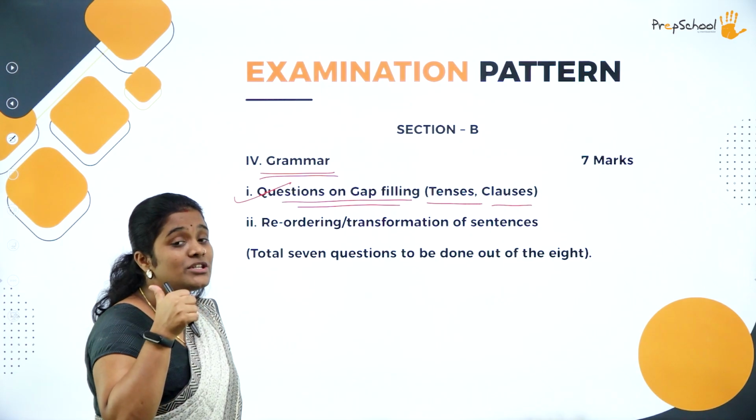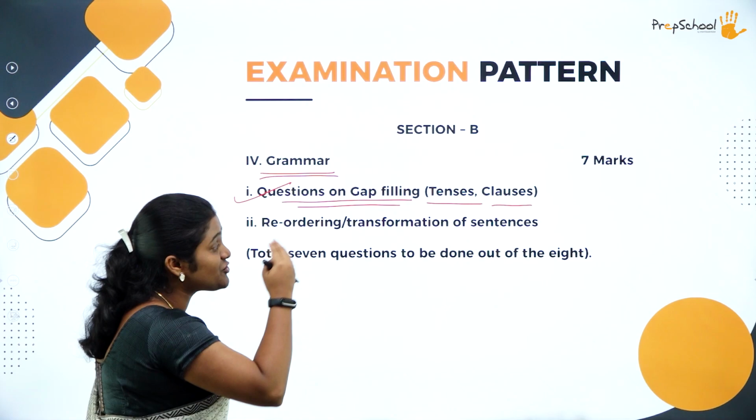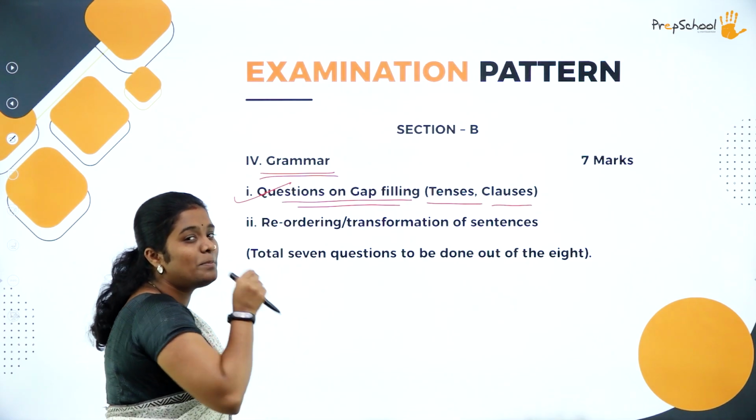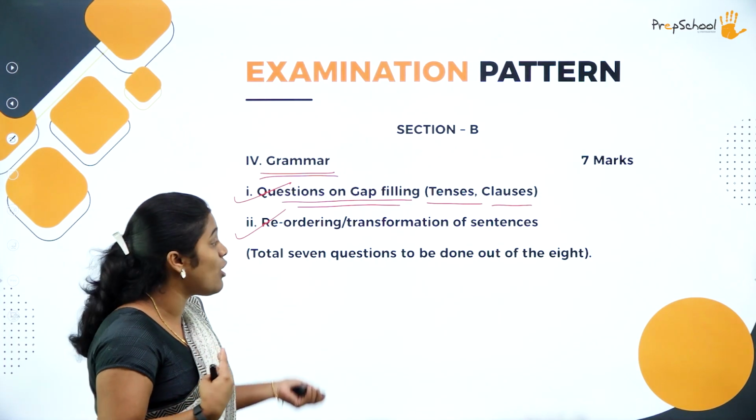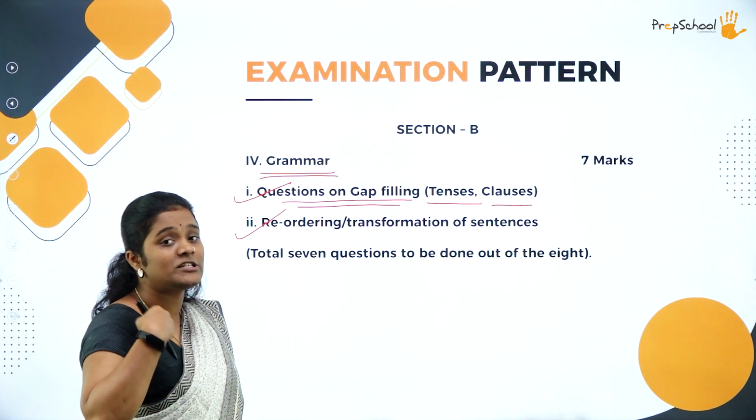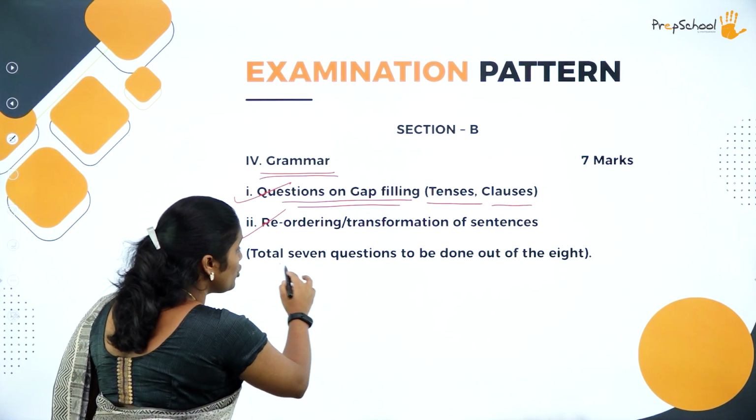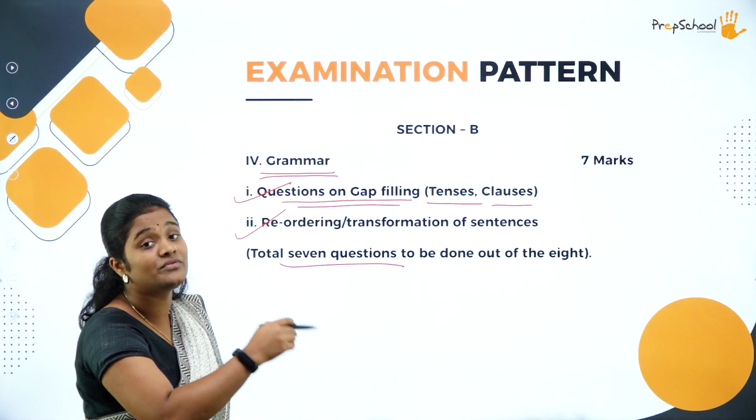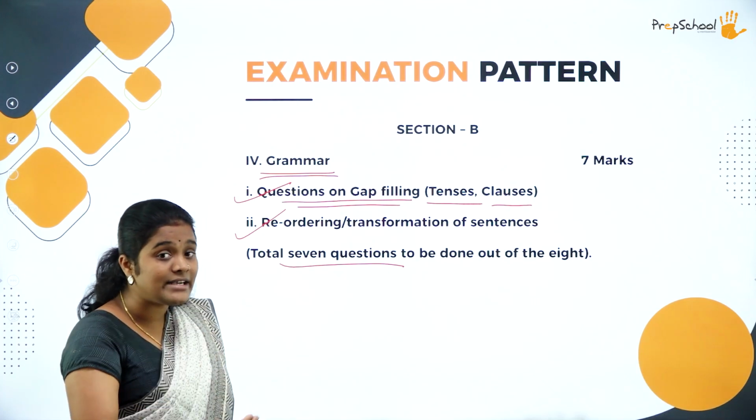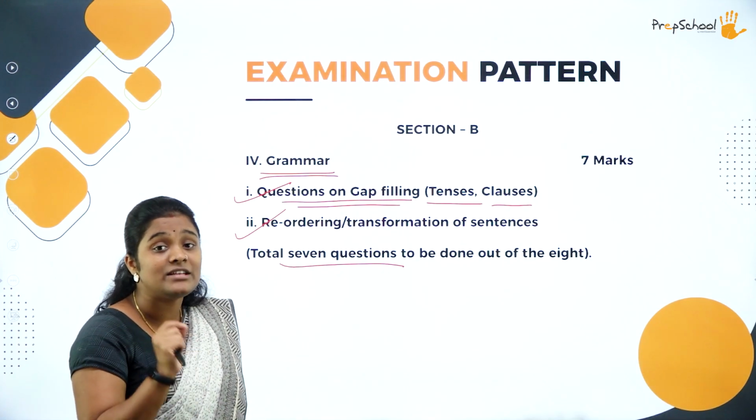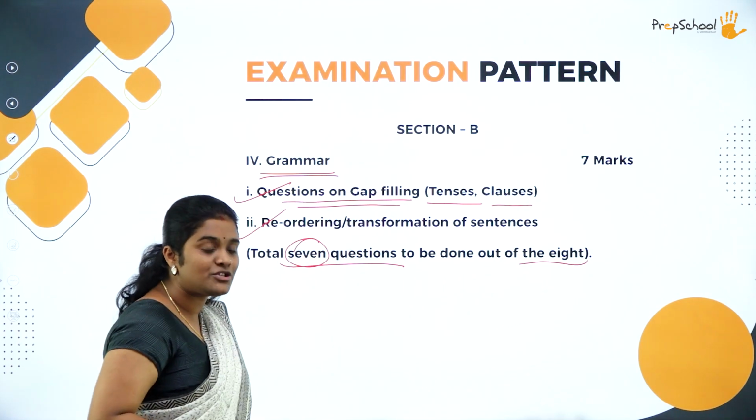7 marks. So Section A was about unseen passages and note making, summarizing. Section B starts with a pinch of grammar, which is gap filling and reordering and transformation of sentences. It could be active voice, passive voice, changing the tenses. All this reordering will also fetch you marks. Total 7 questions to be answered out of 8 questions. Fill in the blanks and reordering or transforming the sentences will fetch you how many marks? 7 marks. Out of the 8 questions, you'll only have to answer 7.